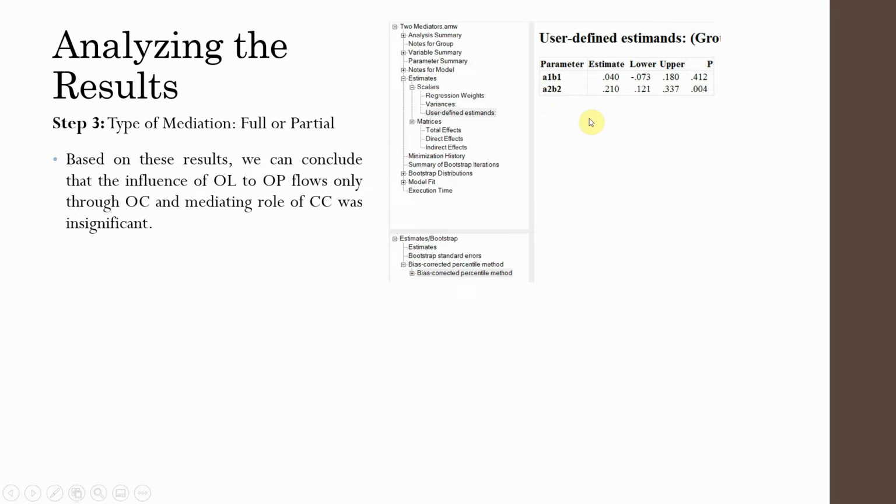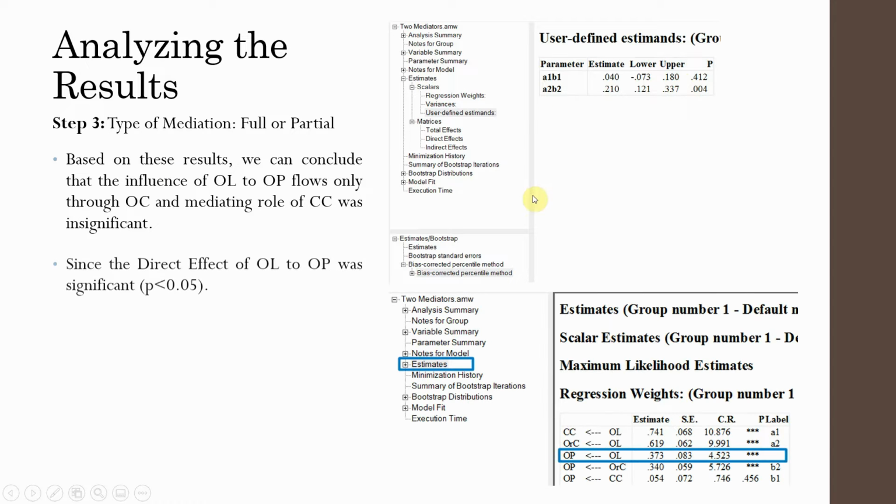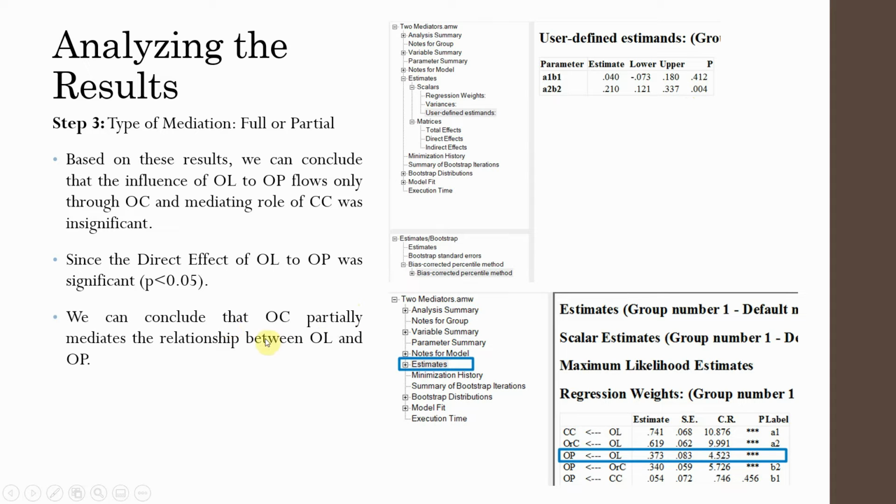Is it full mediation or partial mediation? In order to do this, we have to first identify whether the direct relationship, that is your C complement path, that is the path from OL to OP in presence of all the mediators, is it significant? So if we go to estimates and see our regression weights here, OL to OP, well, yes, it is significant. So both your direct effect and the indirect effects are significant. This means partial mediation. So we can see that organizational commitment partially mediates the relationship between OL and OP.